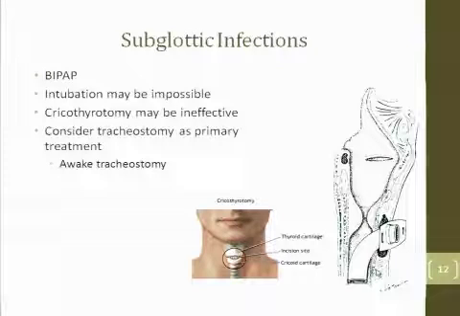The last one of the upper airway is subglottic infections. Subglottic infections basically occur when you have edema forming, possibly in the trachea or right below the larynx. Okay? In these individuals, intubation may be almost impossible. Even if you have the vocal cords wide open at the top, you can't pass the tube below it. And cricothyrotomies are basically ineffective. So really the best treatment for this is to do a tracheostomy awake.